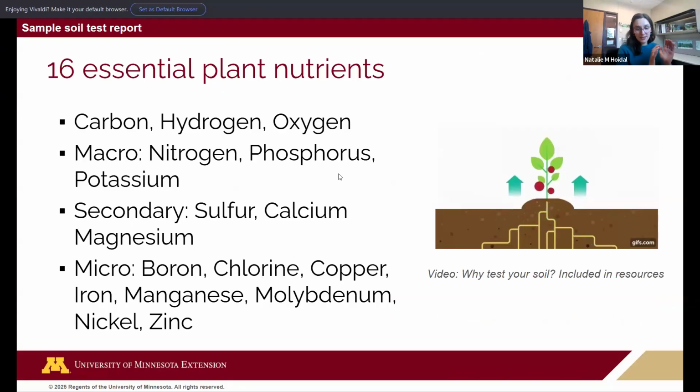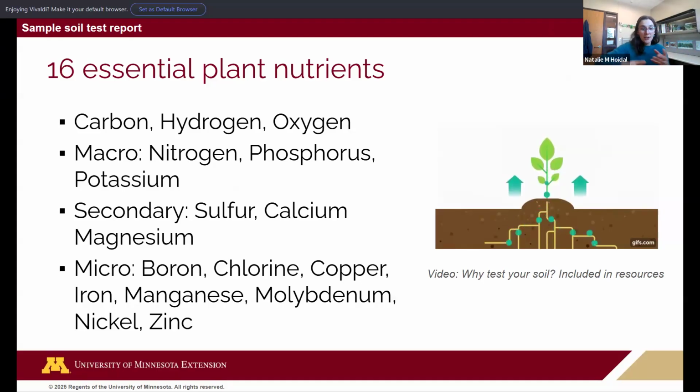All right, so those are some of the things we see on a soil test that are not nutrient related. And now we're going to shift and look at the things that are nutrient related on a soil test. There are 16 essential plant nutrients. Carbon, hydrogen, and oxygen plants are getting from the air and water. Our macronutrients are nitrogen, phosphorus, and potassium. Plants are using these in large quantities every year, so we're pulling them out of the soil. Those nutrients are going into our plants and we're harvesting them.